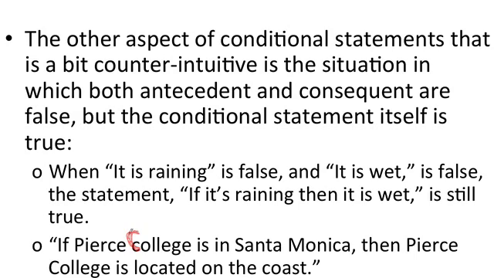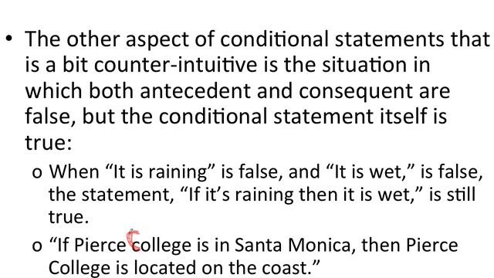Anyway, for those of you who don't know, Pierce College is actually located in the western San Fernando Valley in Los Angeles County. But Santa Monica, which is right on the ocean, is also in Los Angeles County. Santa Monica is on the coast. But so that if Pierce College is in Santa Monica, then it is on the coast. We know that it's false that it's in Santa Monica. We know it's false that it's on the coast. But if it is in Santa Monica, then it is guaranteed to be on the coast. So again, we're pumping some of our intuitions about what guarantees the truth of the conditional as a whole.